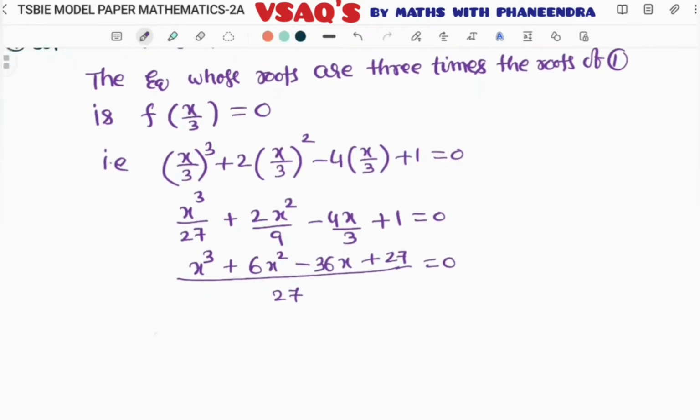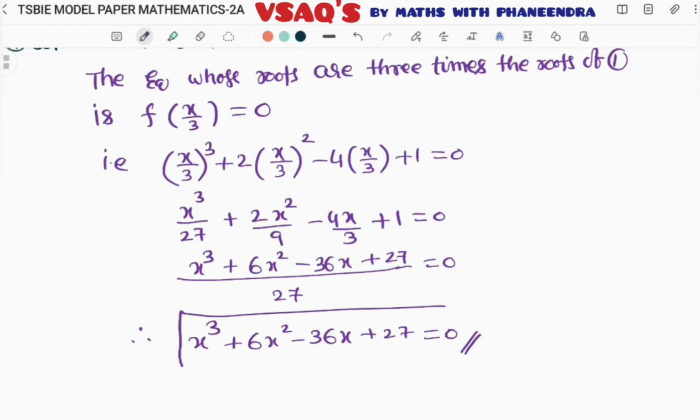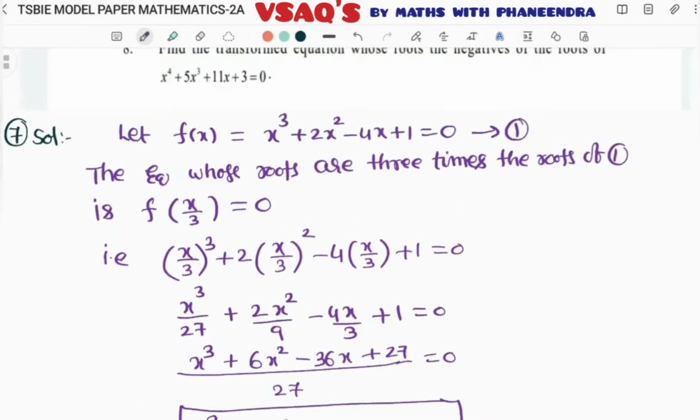So cross multiply, you will get x cube plus 6x square minus 36x plus 27 equal to 0, which is the required equation whose roots are 3 times the roots of the given equation. We'll move on to the next question. What is that next question here?